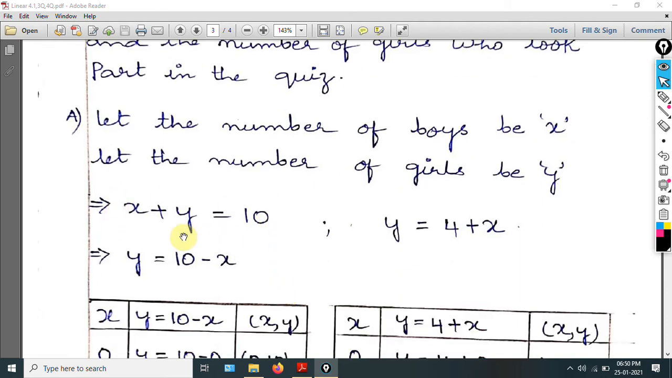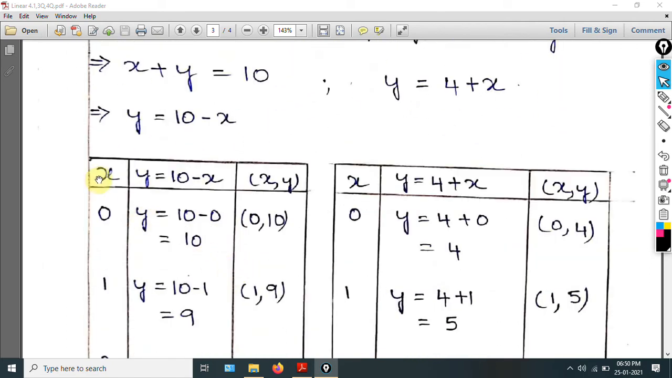Now for this equation, we are putting y on one side. So y equals 10, and we are sending this x to that side, so it will become minus x. Now we should draw a table. For x and y, what we got is y equals 10 minus x. We write x comma y here.